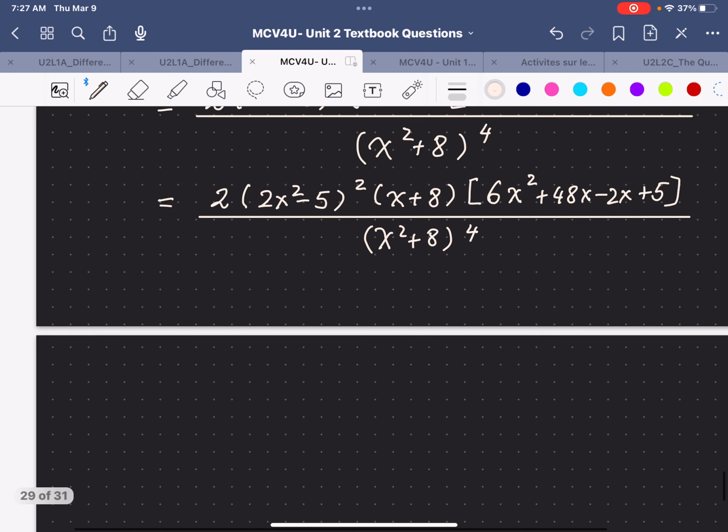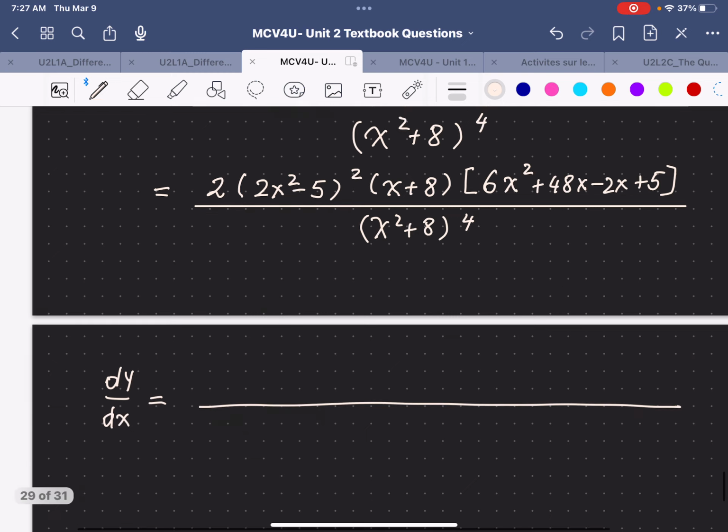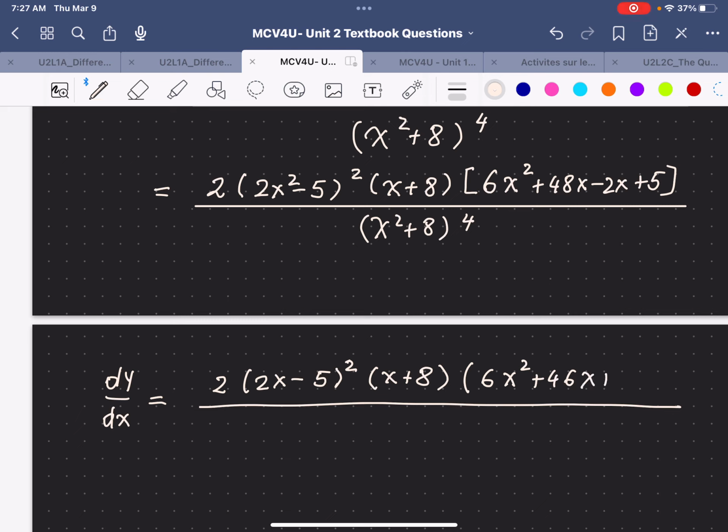And I think we have arrived almost to the end. So we have dy/dx equals, and long line, and we have (2x² − 5)², and then we have (x + 8), and here we have only 2 terms that we can simplify and we can bring together. They're like terms. 6x² + 46x + 5, close brackets, (x² + 8)⁴, and voila, this would be the answer.